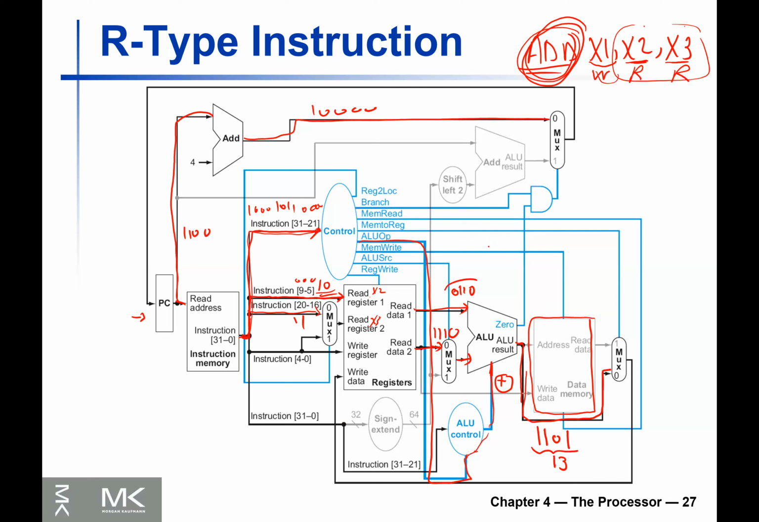So let me just put this one is equal to 6, and this value is equal to 7. The summation is 13. Where will it be sent to? To this stage, which is the write back stage. Then it goes back to the register file.